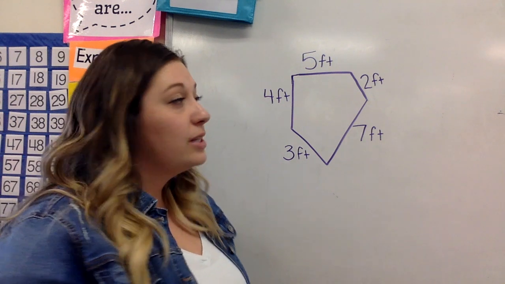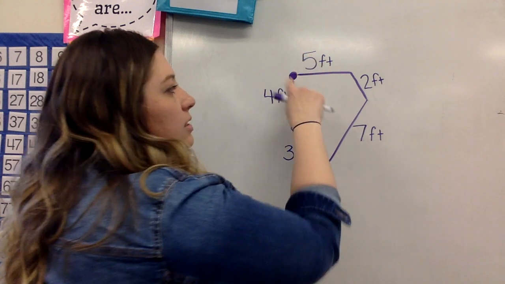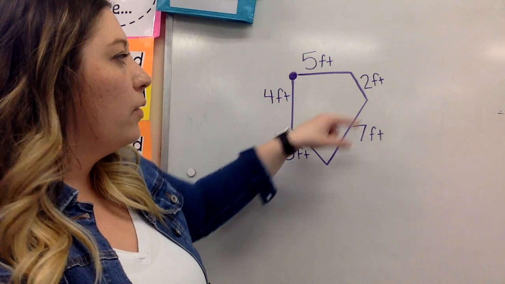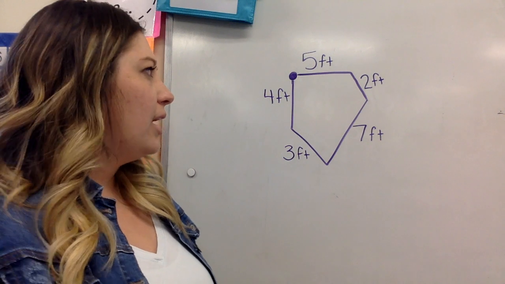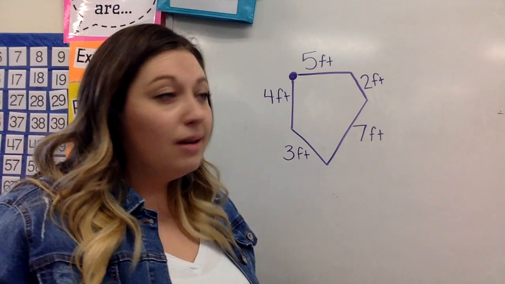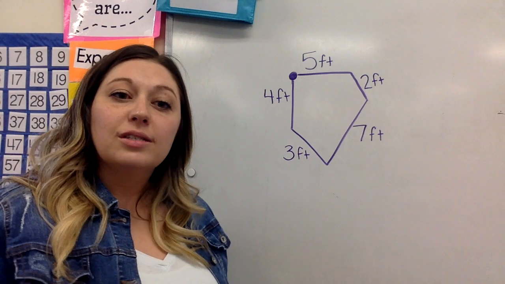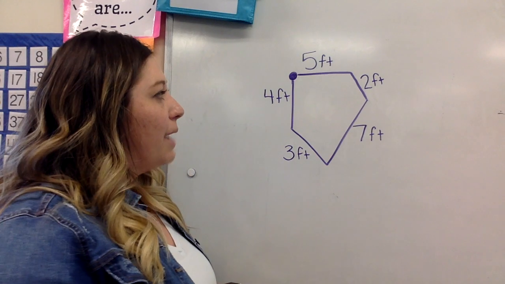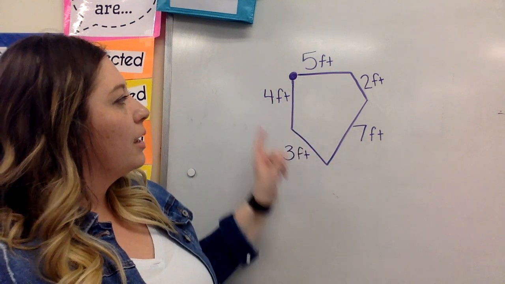The next thing I do is I put a dot in the corner. This is the dot I'm going to start at. I'm going to go clockwise around the shape to make sure I don't miss any side lengths, to make sure that I don't accidentally add one twice. It's not something everyone does, it's just a little step that helps me make sure I'm accurate when I'm adding. I'm going to start at my dot and I'll end at my dot when I come back around.